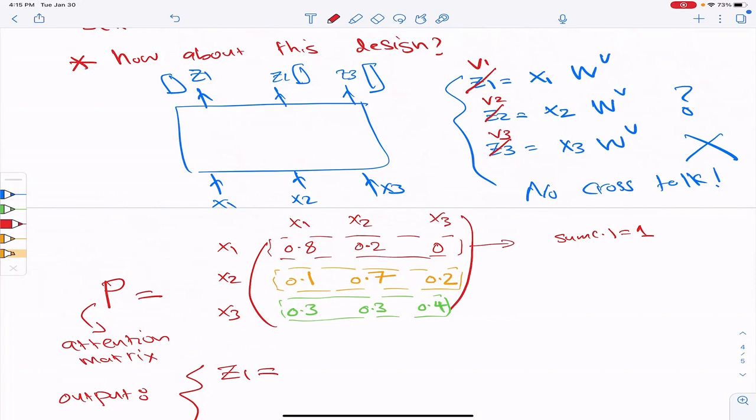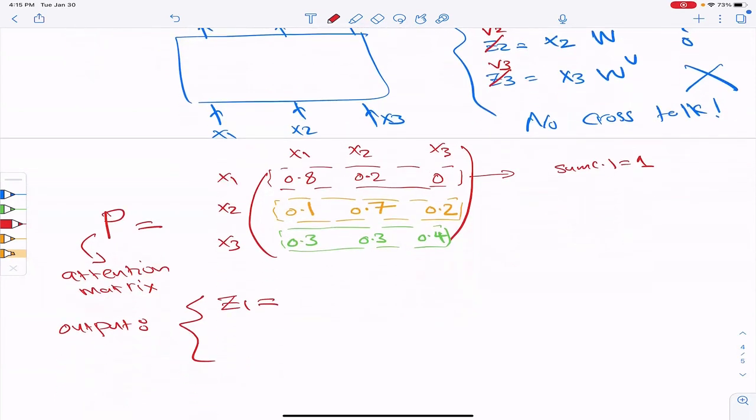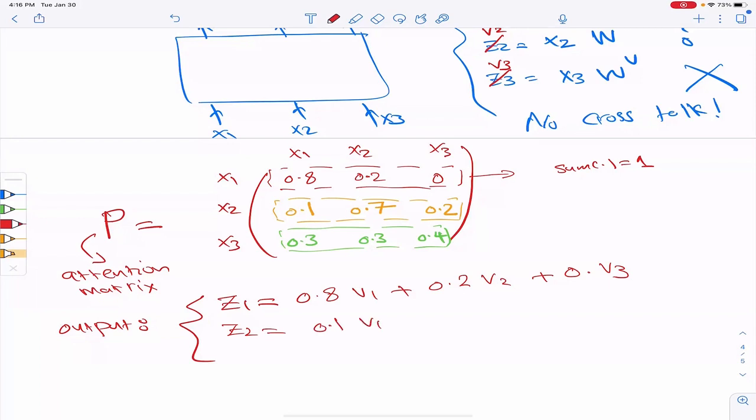So again, remember, X1 to V1 is another pointwise transformation, like the one that we did for feed forward. So it really doesn't hurt. Instead of adding x1, I'm going to use v1. My output will be 0.8 times v1 plus 0.2 times v2 plus 0 times v3. For my second output, it's going to be 0.1 times v1 plus 0.7 times v2 plus 0.2 times v3.